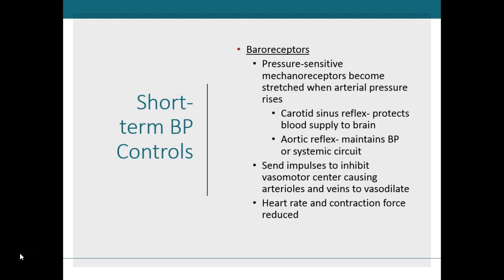The cardiovascular center slows the rate that it's sending out the sympathetic impulses that would cause vasoconstriction. So all this results in lower vascular resistance, lower peripheral resistance. The decreased cardiac output and the decreased resistance both lower the arterial pressure back to normal. Pretty cool, huh?